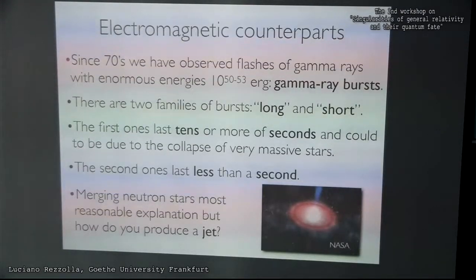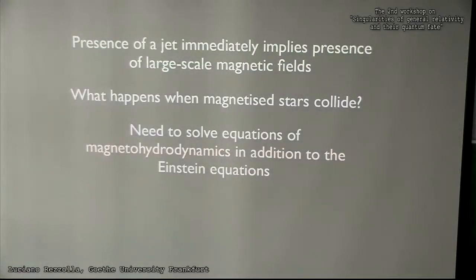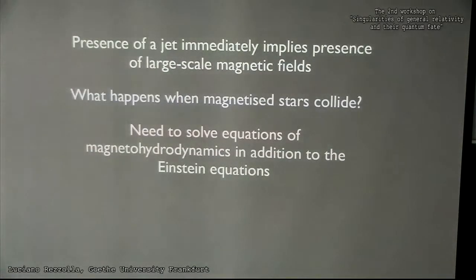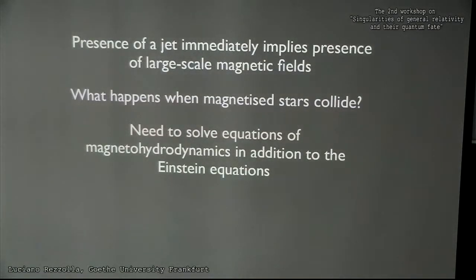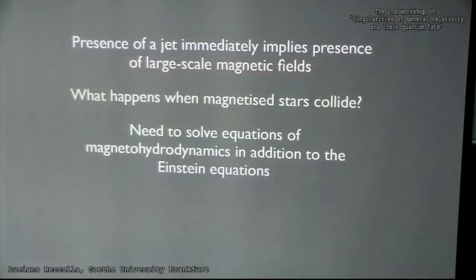Now, one of the problems is that in the observations you see the evidence of a jet, a magnetic, collimated jet. But how do you produce a jet out of two stars which collide? It doesn't take a whole lot of thinking that if you have a jet, you need some large-scale ordered magnetic fields. That's what we see in accretion disks. So the question is what happens when two magnetized stars collide? You have to go away from relativistic hydrodynamics. You have to go into magnetohydrodynamics, in addition to Einstein's equations.